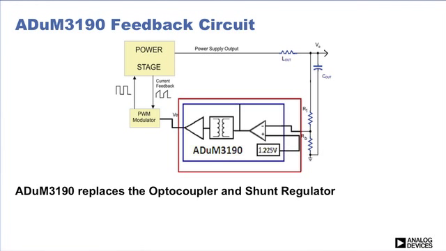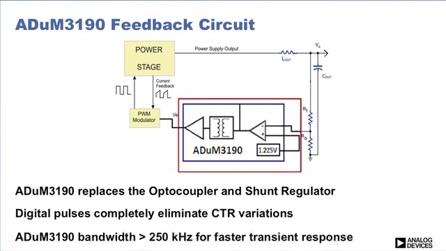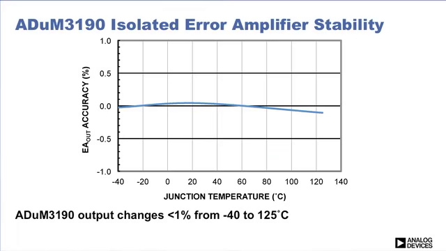The output of the operational amplifier is encoded and pulses are sent across the isolation barrier and decoded back to an analog signal. Digital pulses across the isolation barrier completely eliminate CTR variations. Also, the ADuM3190 bandwidth of over 250 kHz makes it possible for much faster transient response with isolated primary side control. In a feedback loop, the ADuM3190 output changes less than 1% over a -40 to 125 C range.